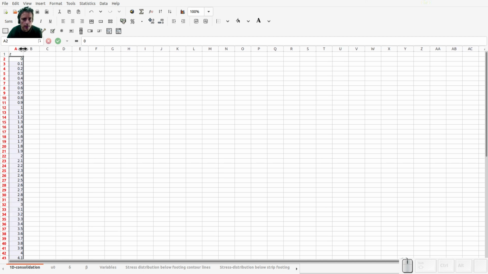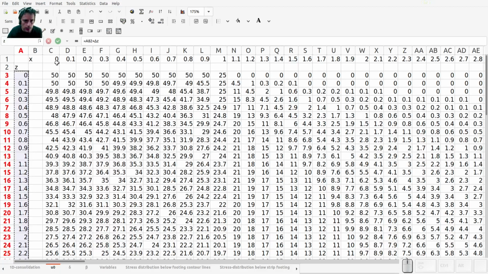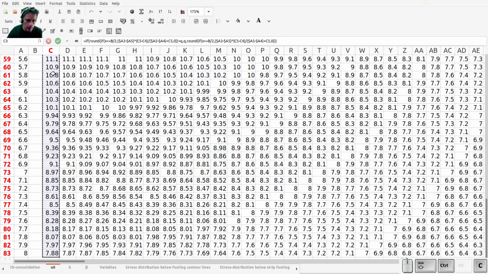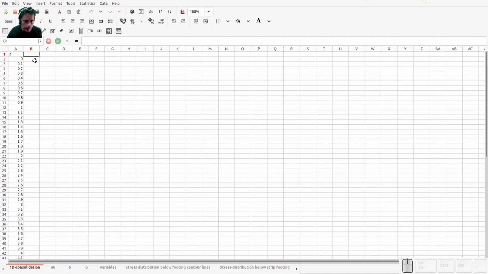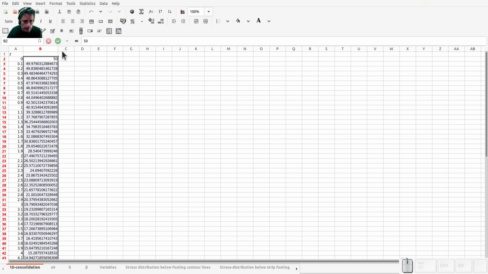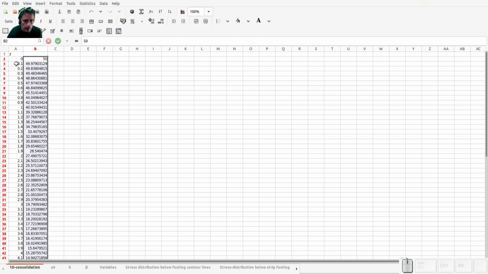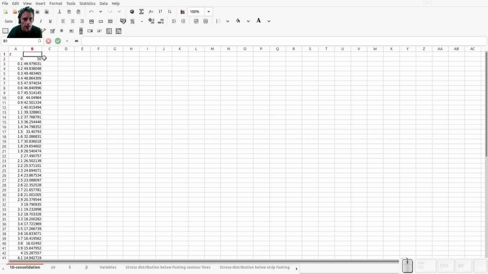Okay, so we have our depth of interest. Delta Z is 0.1, and we'll consider just under the center of the foundation. I just want the values for now. Okay, so we have our delta Z, and we have our initial pore pressure dissipation.